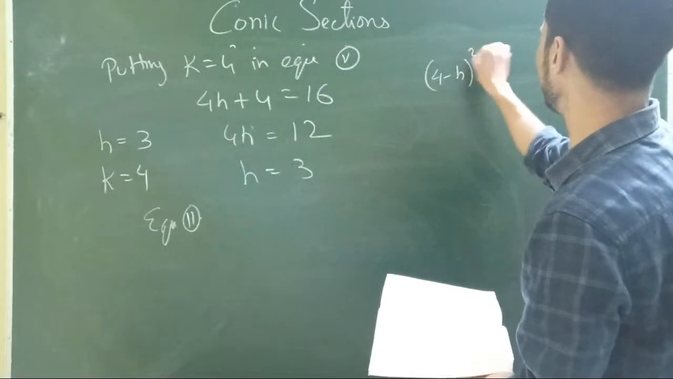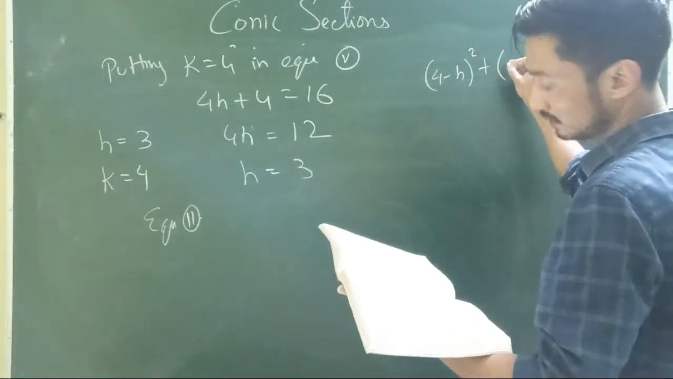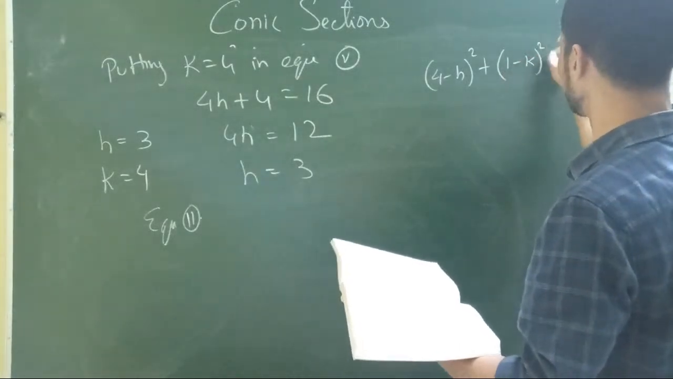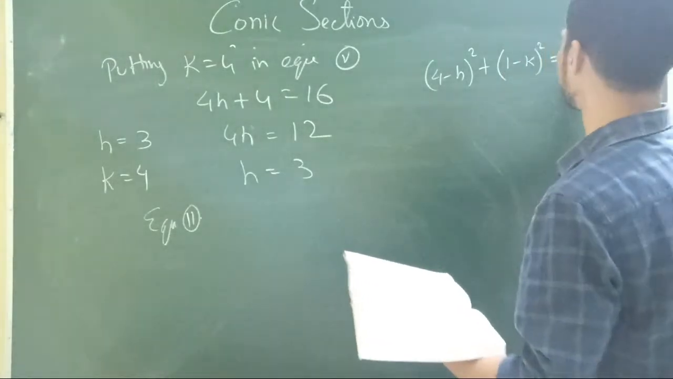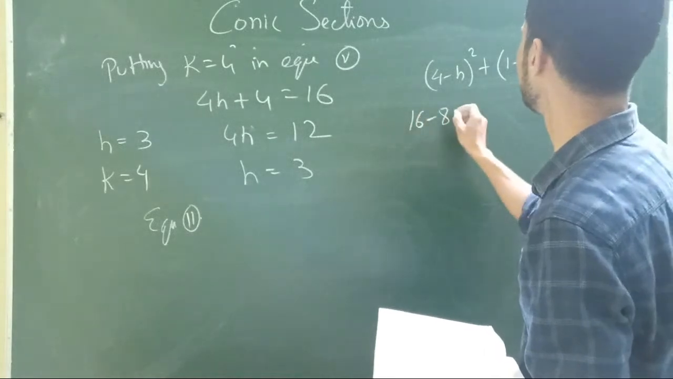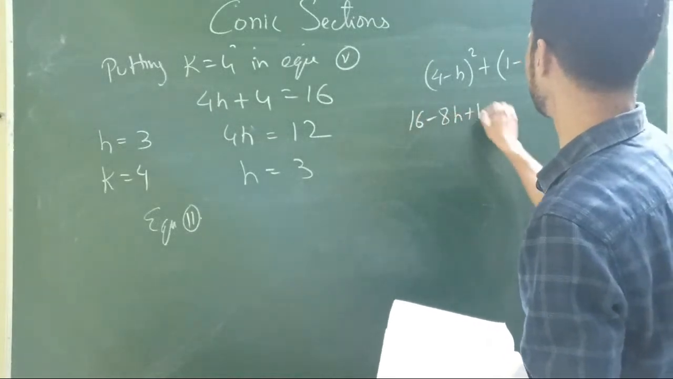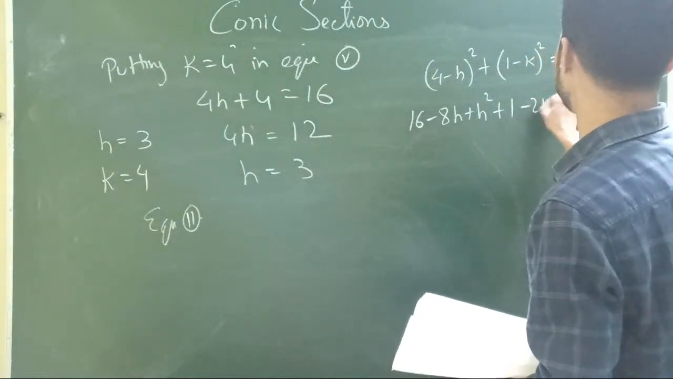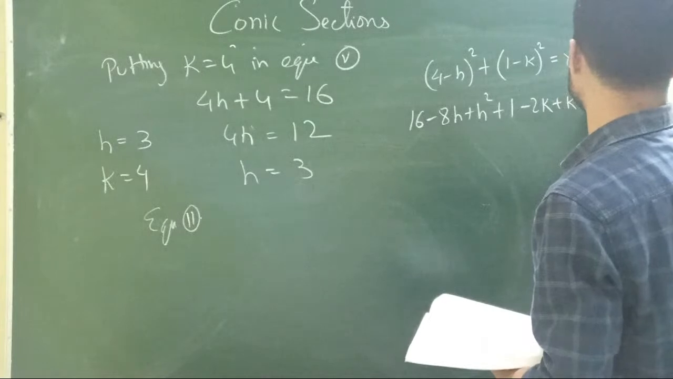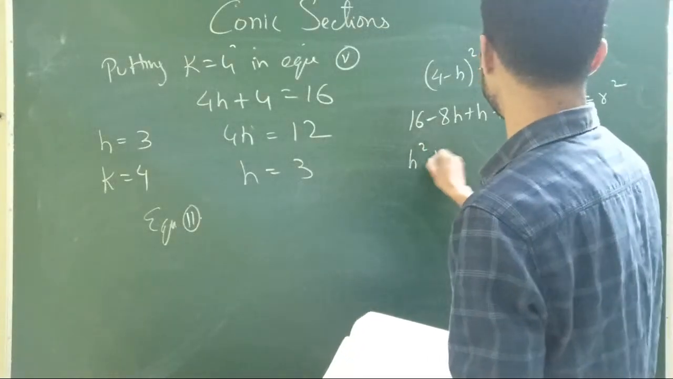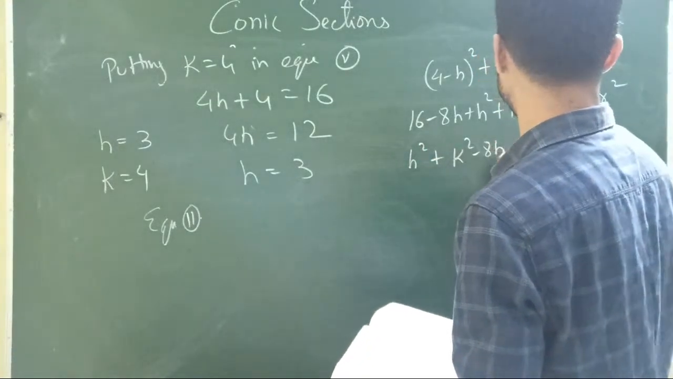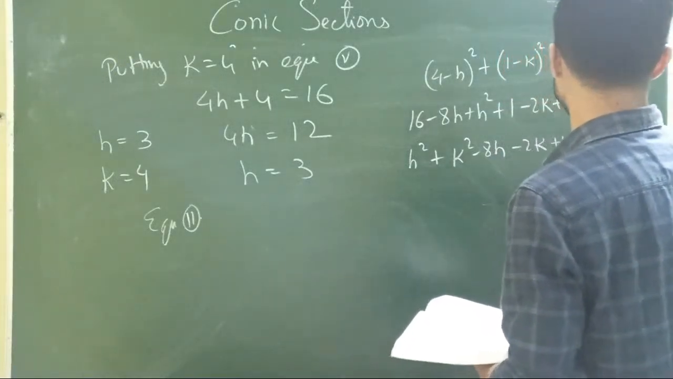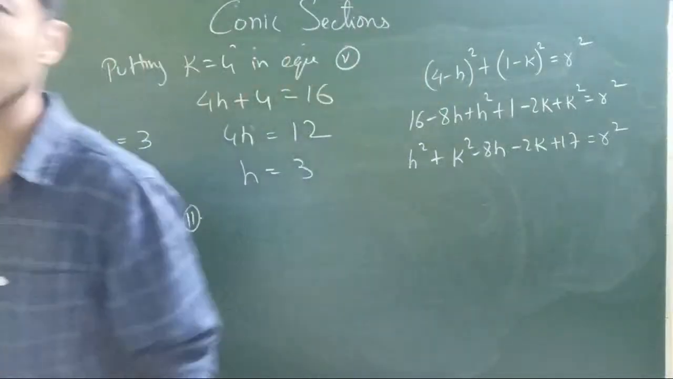That should have been 4 minus h whole square plus 1 minus k whole square is equal to r square. Somebody, can you please calculate? So that was 16 minus 8h plus h square plus 1 minus 2k plus k square equal to r square. So equation 1, can you please confirm? h square plus k square minus 8h minus 2k plus 17 equal to r square. Was it this equation? Can somebody please confirm, please?